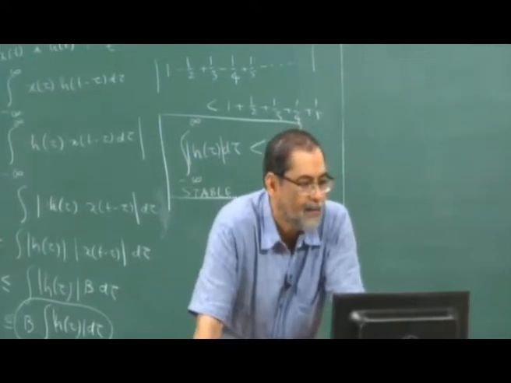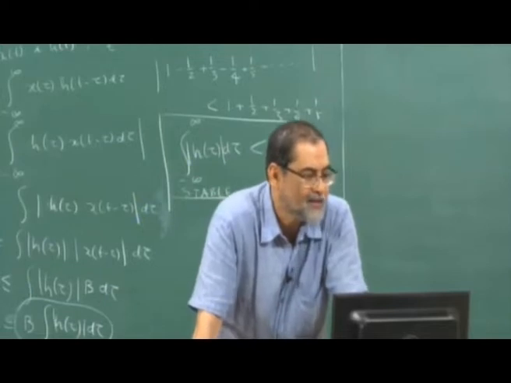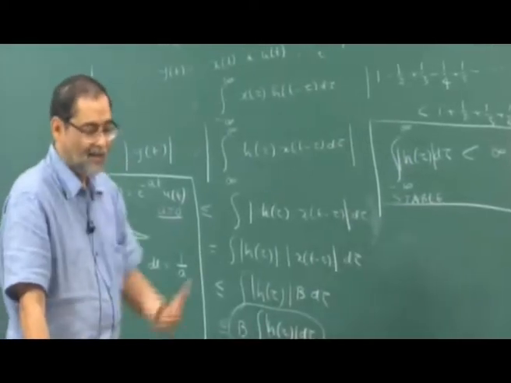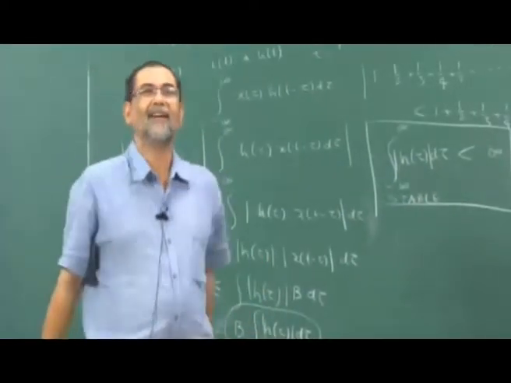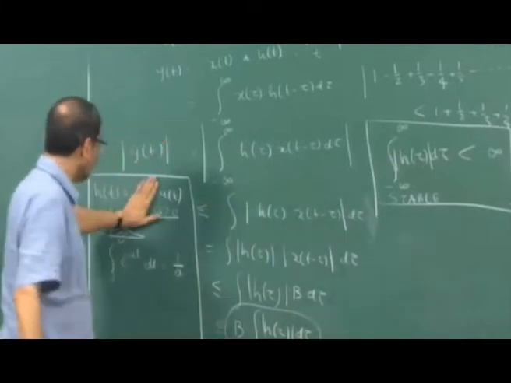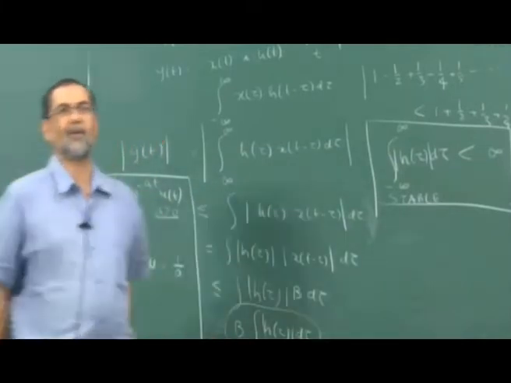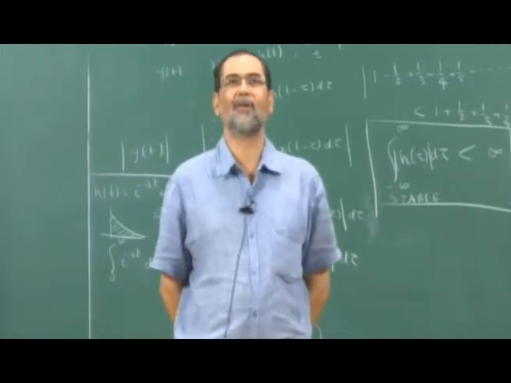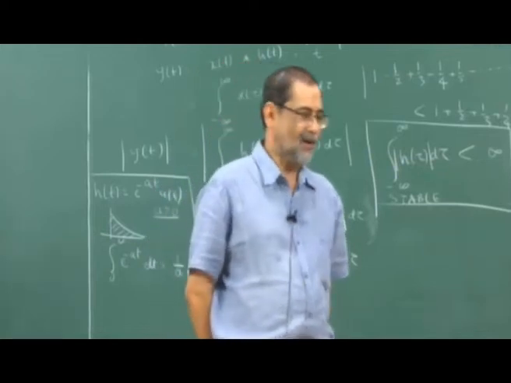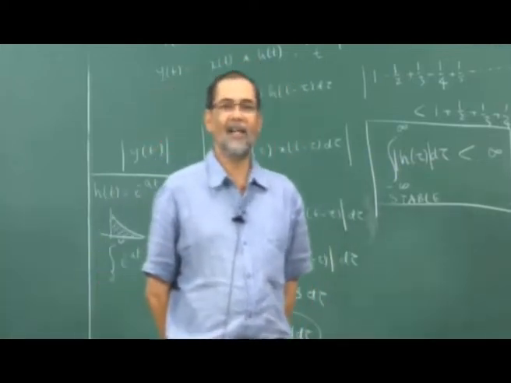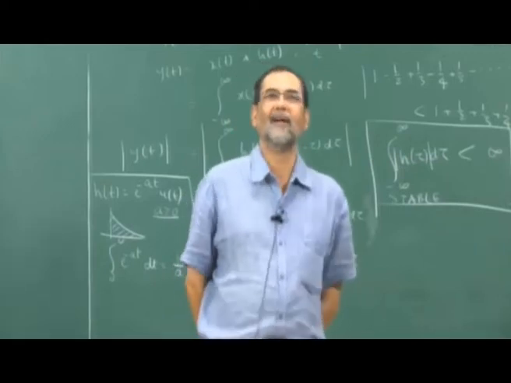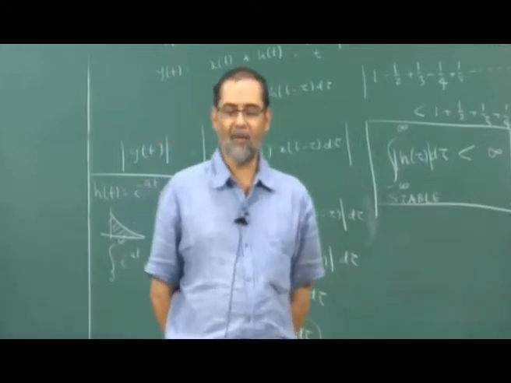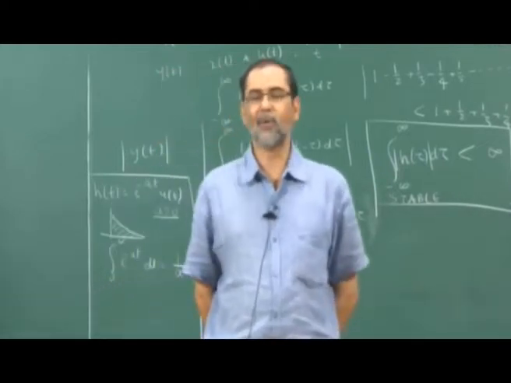if h of t is u of t, is it stable or not? Okay, killer question. This is a complete killer question. I won't answer the question. I want you to tell me, if h of t is u of t, is it absolutely integrable or not? Just based on that, you tell me whether it's a stable system or not. So I will not answer it straight away. I leave it to you to figure out and then come back and argue with me one way or the other. So first find out if h of t, u of t is absolutely integrable.